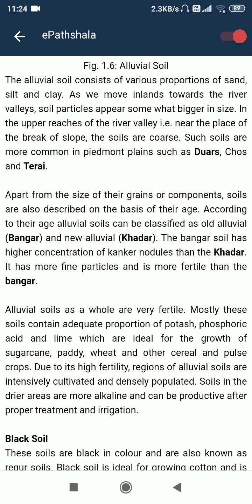The alluvial soil consists of various proportions of sand, silt, and clay. As we move inland towards the river valley, soil particles appear somewhat bigger in size. In the upper reaches of the river valley, that is, near the place of the break of the slope, the soils are coarse. Such soils are more common in piedmont plains such as Duars, Chos, and Terai.